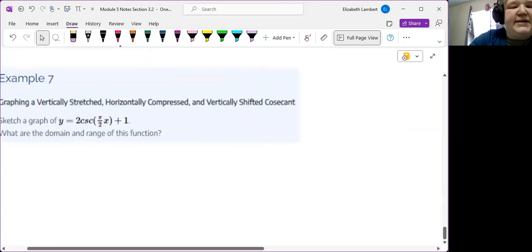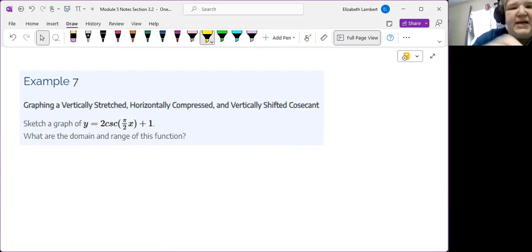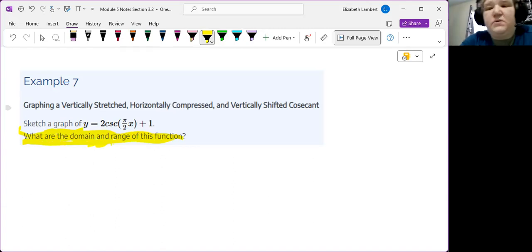All right, so down here, they give us this crazy mess. Again, we're going to graph the sine, sketch it out, and then they asked an extra question here: domain and range of this function. This is a very sneaky way of asking where the asymptotes are and where the high and low values are.